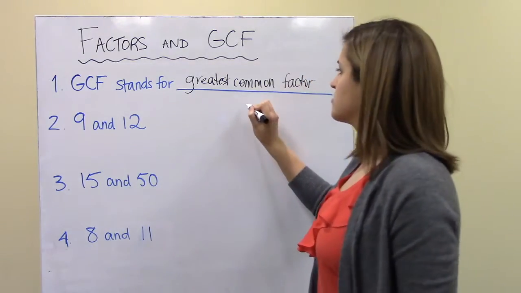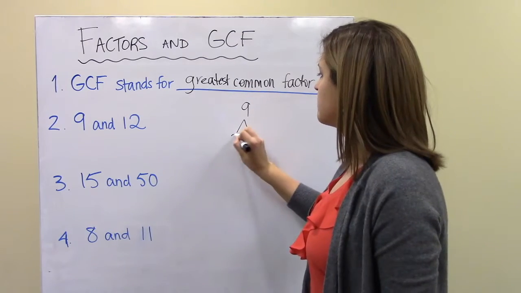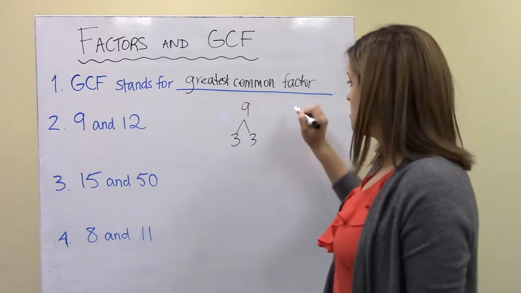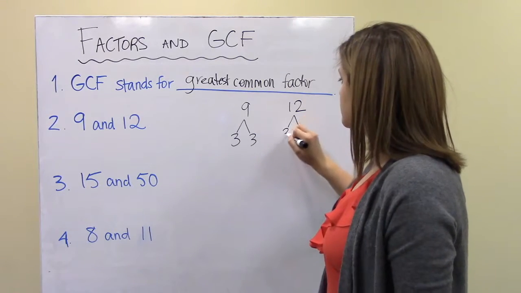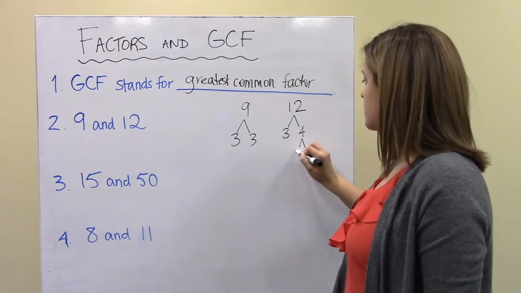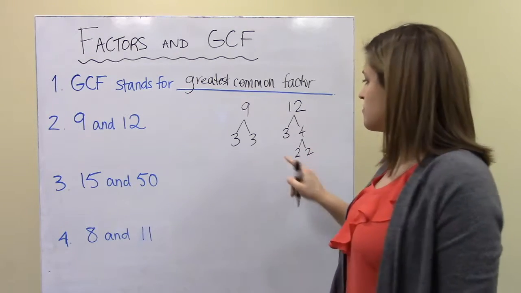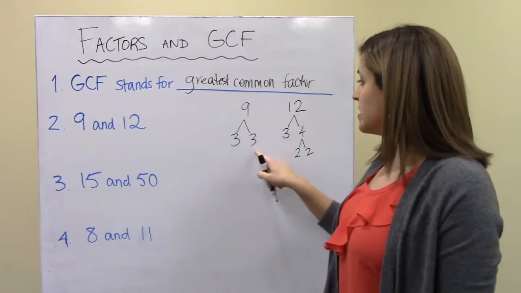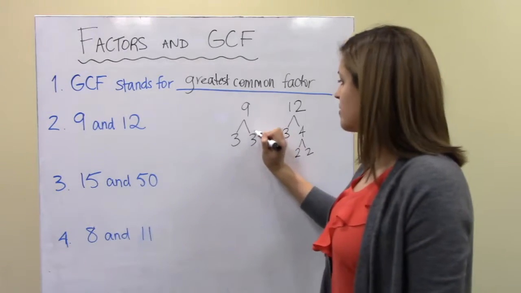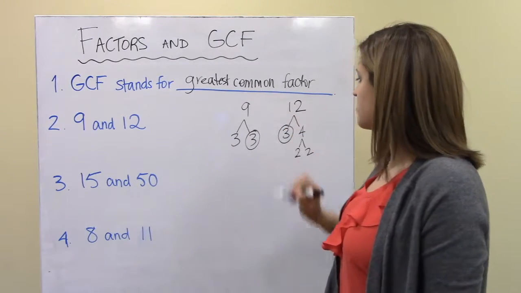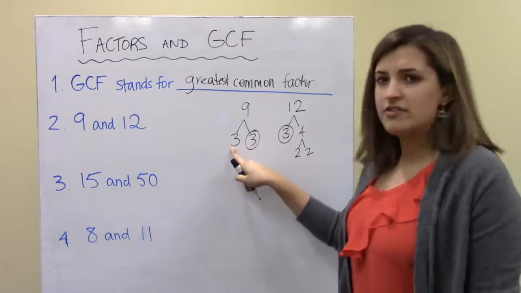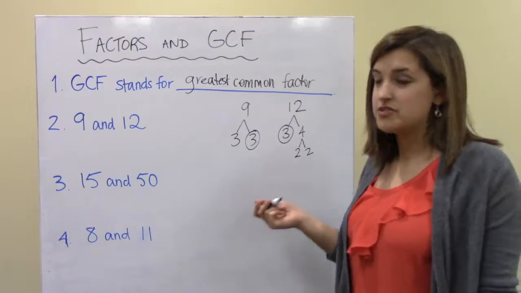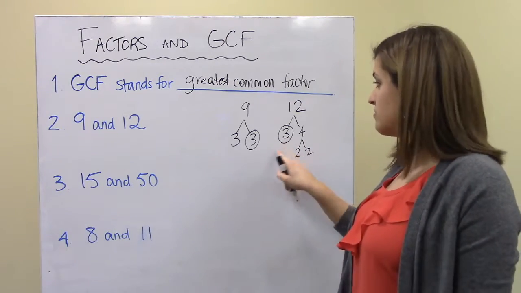So if I do a quick factor tree of 9, I see that it's 3 times 3. And those are the lowest factors I can get to. 12 is going to be 3 times 4, and 4 is 2 times 2. So those are my prime factors. So my greatest common factor, well, I have one 3 here. I match it with another 3 over here. The only other thing I have with 9 is a 3, but I don't have another 3 with the 12. So my greatest common factor is 3.